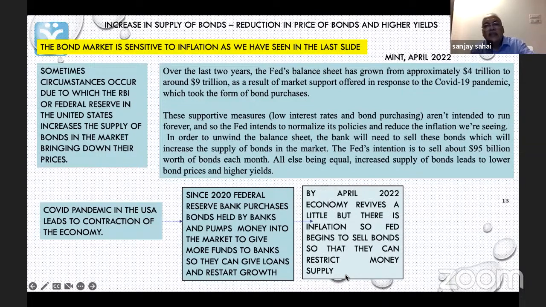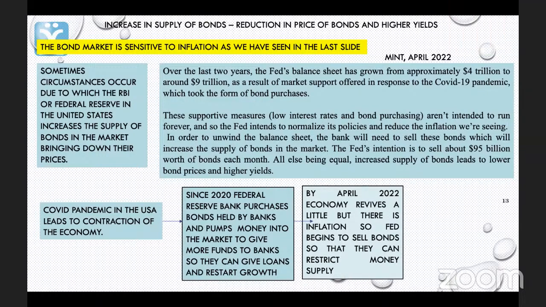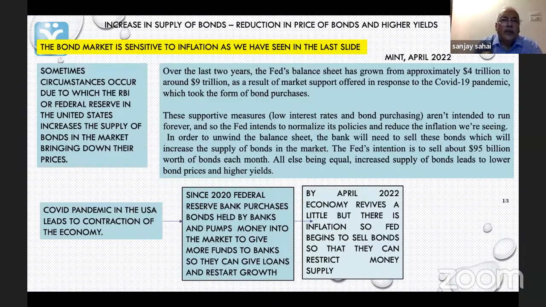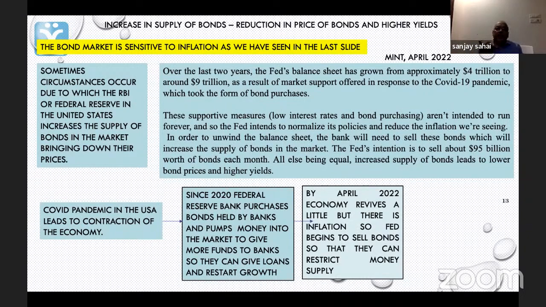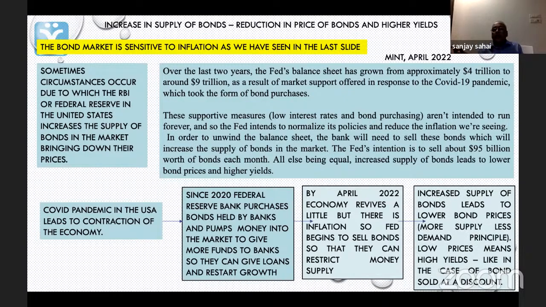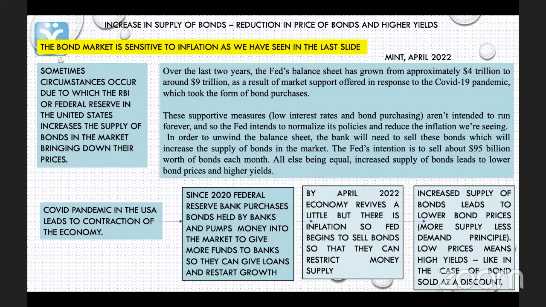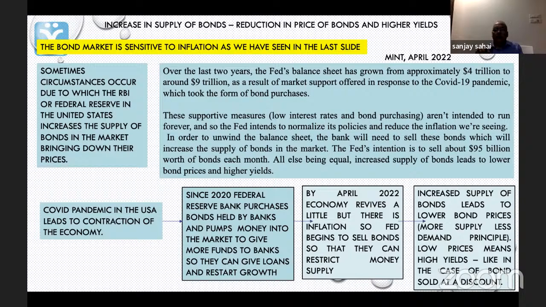Remember, it is a simple thing. If the Federal Reserve or the RBI purchases bonds, they are giving money, taking bonds. So money supply increases. If the RBI sells bonds, then what is happening? They are giving bonds, taking money, so money supply will decrease. So increased supply of bonds leads to lower bond prices. More supply, less demand. I think this is the point where Lokesh, you wanted some clarification. I think this will clarify it for you.